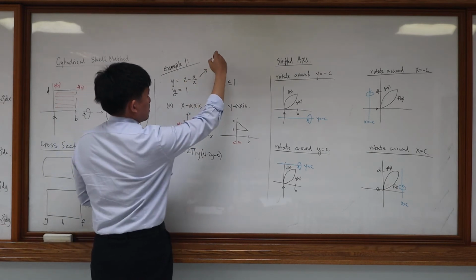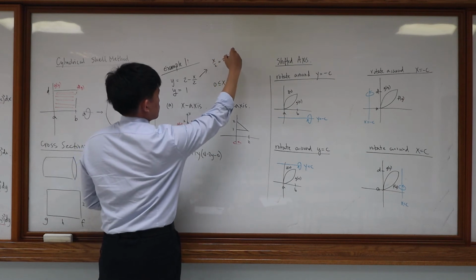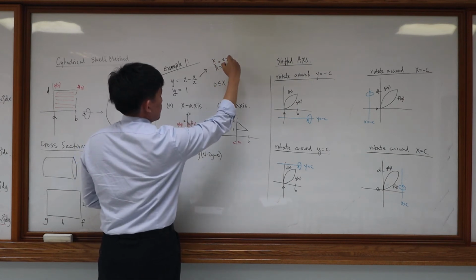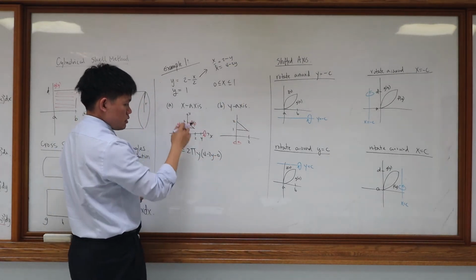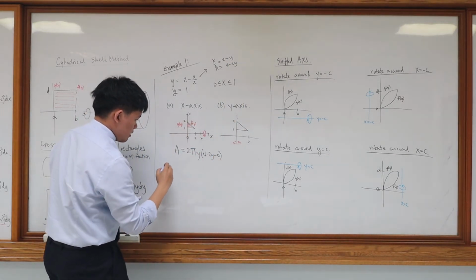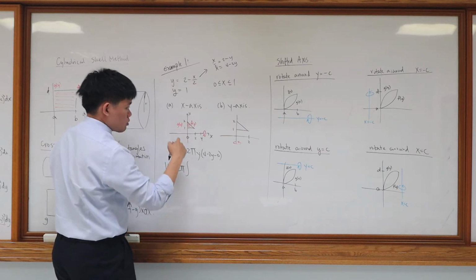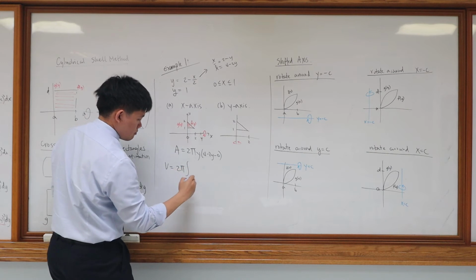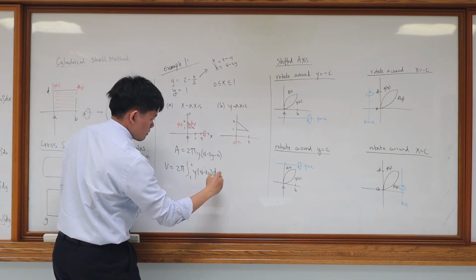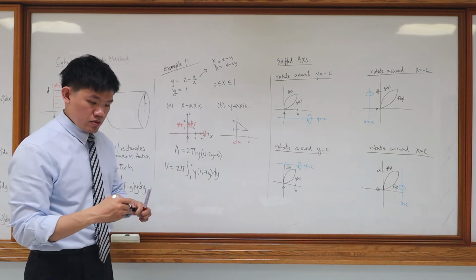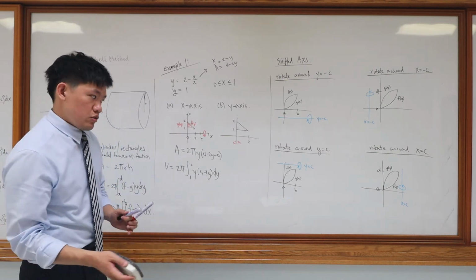So x over 2 is equal to 2 minus y. X is equal to 4 minus 2y. Okay, so that's my top function. My bottom function is 0, so in that case that's my area function. So that means my volume here is equal to 2 pi integral between my bounds of y is 1 to 2, y times 4 minus 2y dy. Okay, so that will be the answer to this question. And all you have to do is go ahead and integrate that and you will get the answer that you need.